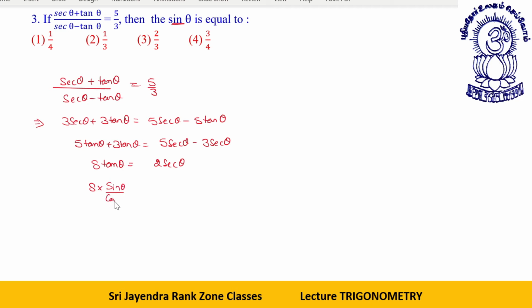Fine. Sine theta will be what? Tan theta is sine theta by cos theta, equal to 2. Sec theta is 1 by cos theta. This cancels. So sine theta is nothing but 2 by 8, or 1 by 4. Which is the option? Option number 1 is the answer. Fine. Next one.